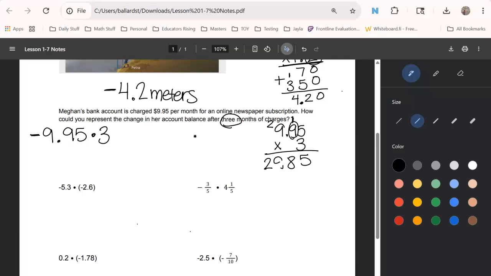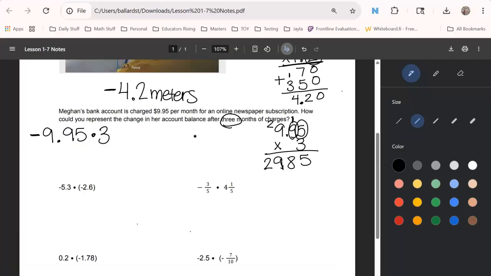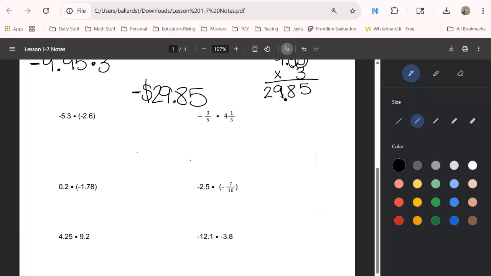And then there's 2 numbers after the decimal, so we count over 2, so it's going to be 29.85. But then because we have different signs, it's going to be negative $29.85. Okay, let's go on to the next one.